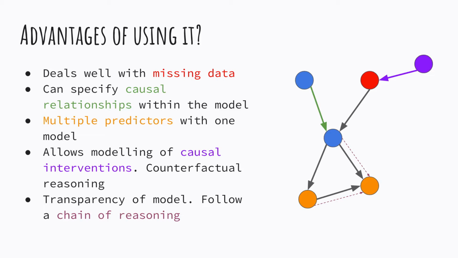Some of the advantages of using it: it deals with missing data quite well because we can just marginalize over the probabilities. We could just take that red node out. We can look at causal relationships.